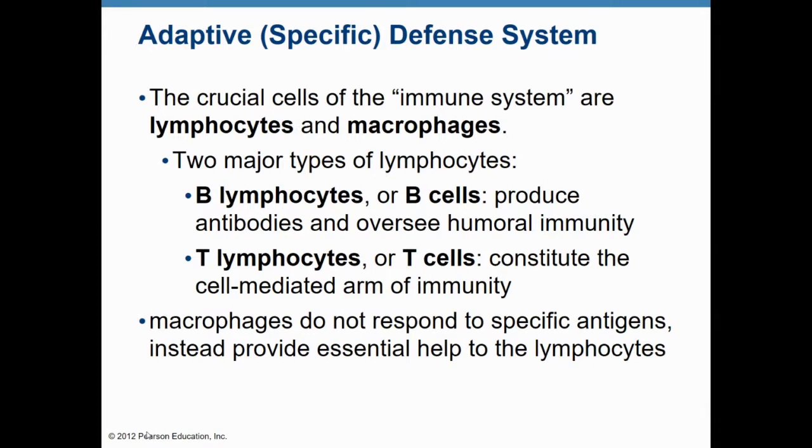Then we have T lymphocytes, which are also referred to as T cells. And T cells are going to provide our cell-mediated immunity. Now, macrophages are an important cell in our adaptive immune system, but they do not respond to specific antigens. Instead, they are going to play an essential role where they help to activate the lymphocytes.